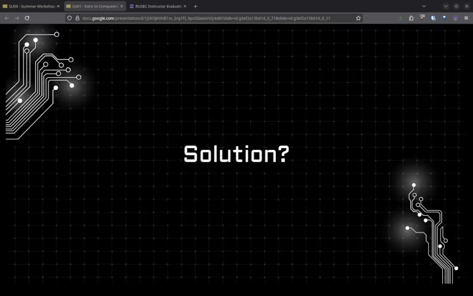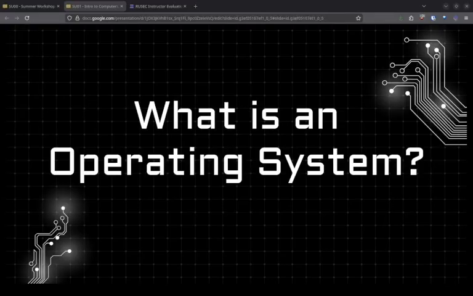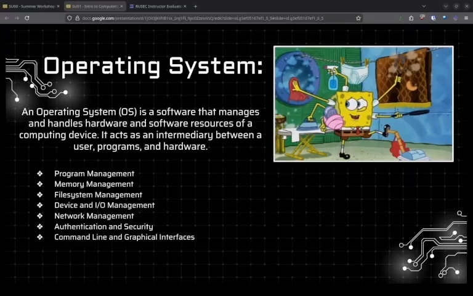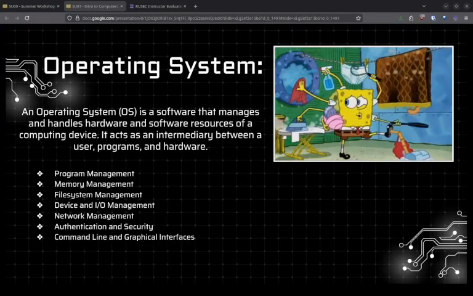So what was the solution to all of this? Well, I'm glad you asked. We're going to be talking now about what the operating system actually is. The operating system replaced the punch card machine. Essentially, it's a program that always runs on your computer, and it basically handles everything. To solve the operational problem, the operating system was created.